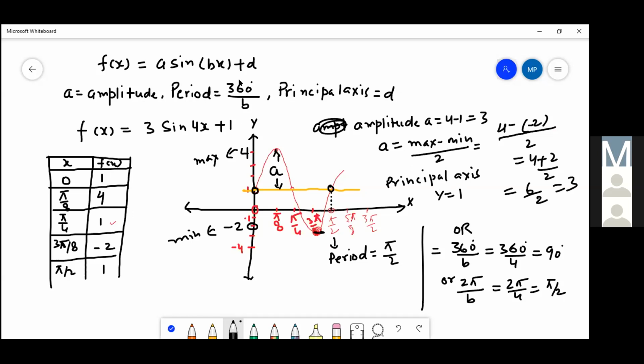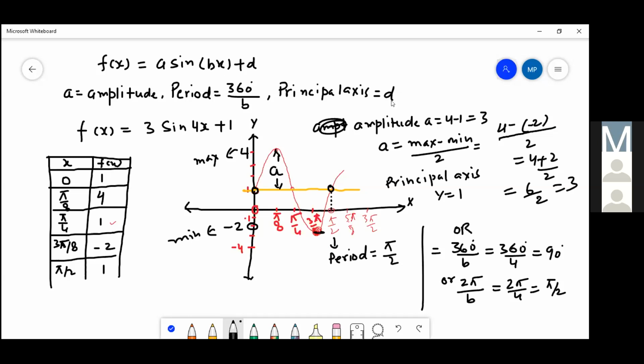or this. Sir, I have a question. Which one is b? B is just a coefficient here. Look here, the coefficient of x. Oh, I see. So 4x means whatever is the coefficient of x. X is the angle. Okay.